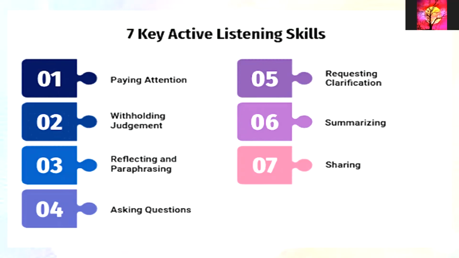Requesting clarifications shows that you are engaged with what the speaker is saying. Summarizing whatever has been said by the speaker shows that you have understood the message correctly. Sharing certain past references with the speaker reinforces your interest in whatever is being said by the speaker and creates a favorable impression in the mind of the speaker for you.